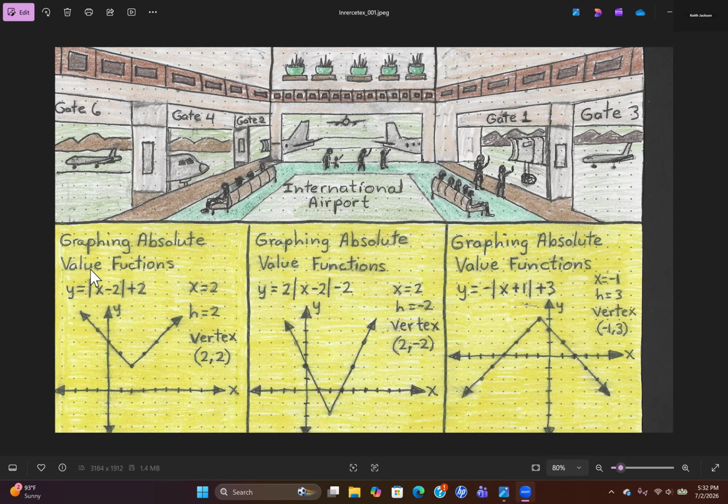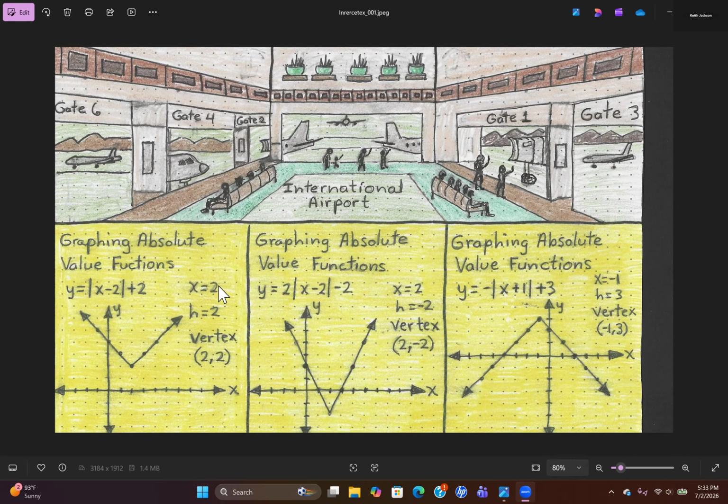So let's take a look at the first big example in which we have y is equal to the absolute value of x minus 2 plus 2. And this plus 2 will serve as our h value. And what's going to happen here is, see this negative 2? Well, it's really telling us to shift it 2 units over to the right because we're going to make x equal to 2. So we're going to do the opposite of this number, and in this case, it will be a positive 2.